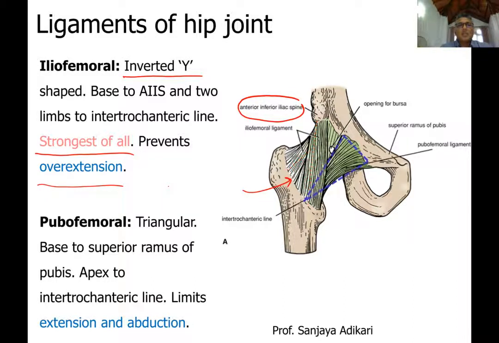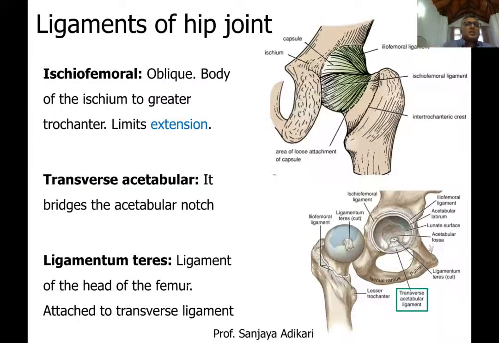Then the second ligament is the pubofemoral ligament. It is a triangular shaped ligament, base attached to the superior pubic ramus, and the apex again attached to the intertrochanteric line. Again, it limits extension and abduction. Then the ischiofemoral ligament, the third one, which is an oblique ligament, arises from the body of the ischium here, and the ischial tuberosity to some extent, and it limits extension again.